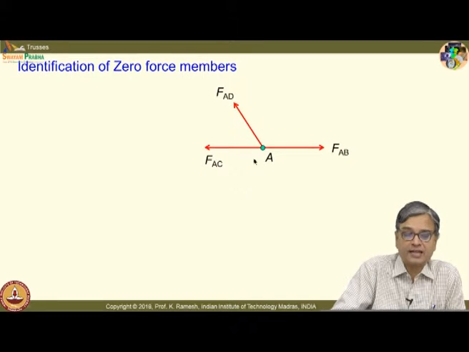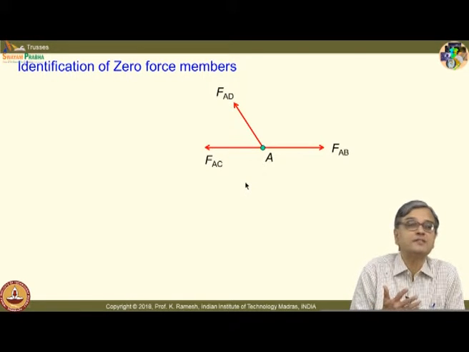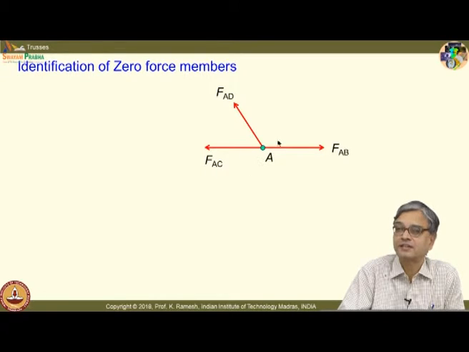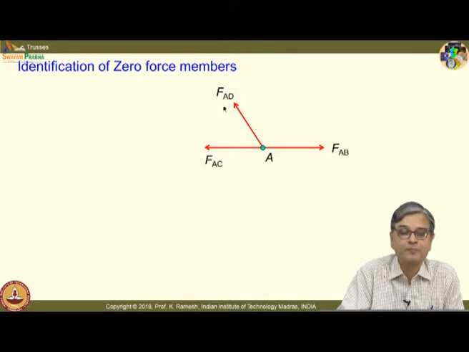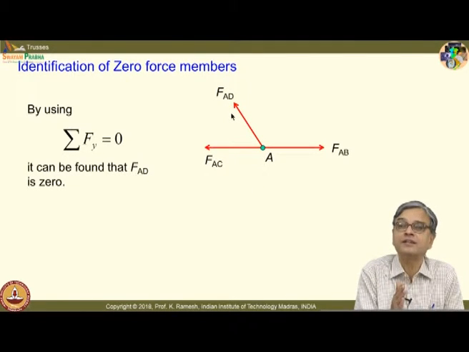I have a situation like this. At joint A, I do not have an external force acting. I have only members connected here. Can you tell me which is a zero force member? It is obvious. I have no vertical component of force acting on the joint externally. So, obviously, if I put sigma F_i equal to 0, I get F_AD should go to 0. So, even by inspection, you can identify a zero force member.